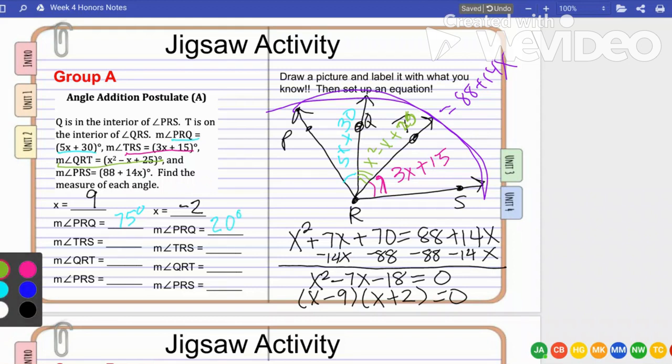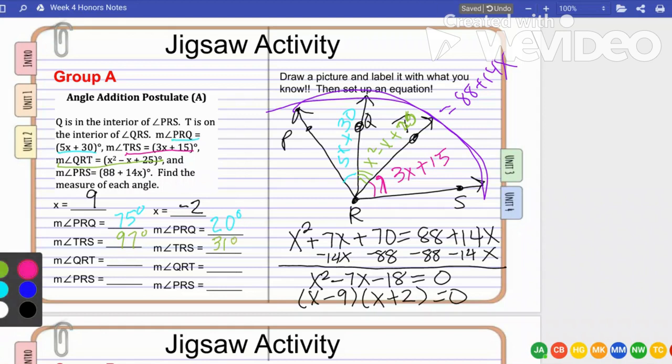When I plug in 9, I get 81 minus 9, 72 plus 25, 97 degrees. When I plug in negative 2, I get 4 plus 2 plus 25, 31 degrees.